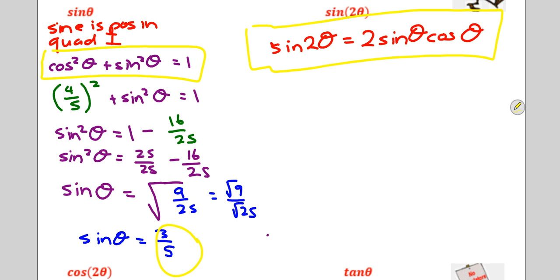Do we know what sine theta is? What is it? 3/5. What's sine theta equal to again? 3/5, good, well done. What's our cos theta equal to according to the question? 4/5, good. So all you do is sub those two things in, and then you'll get the answer. Equals 2 times 3/5.